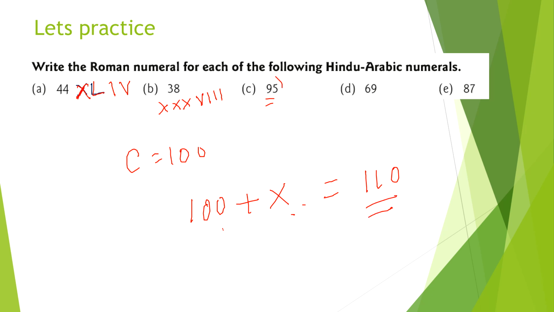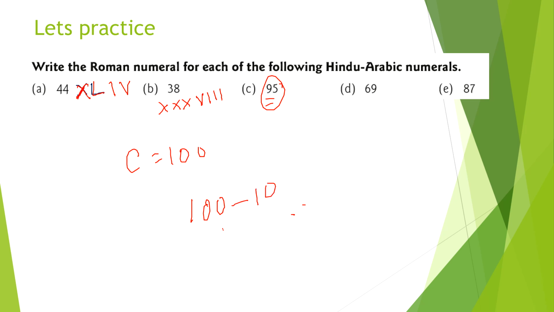What we want is 95. We want something less than 100. That is less than 100. What is 95? How to get it? We will subtract 10. So we have to subtract 10. Let's do it.